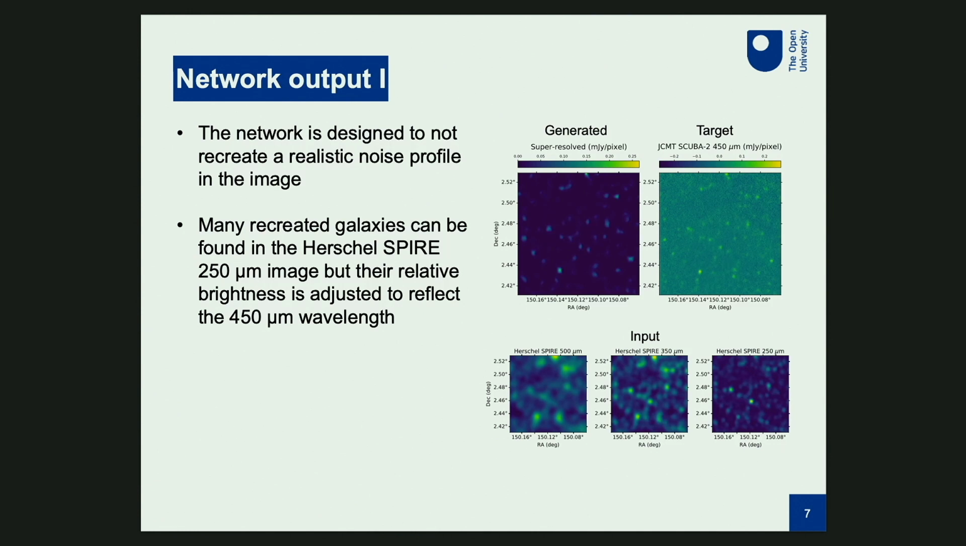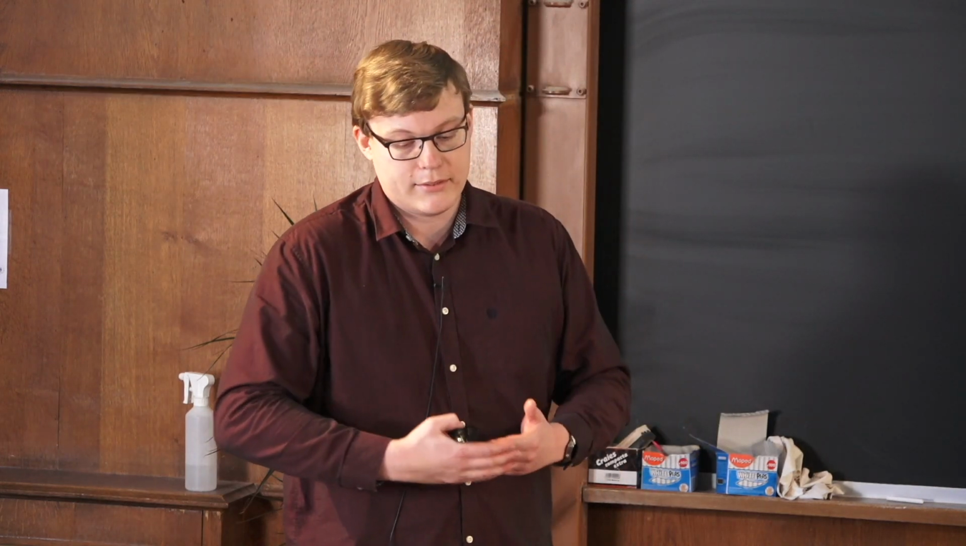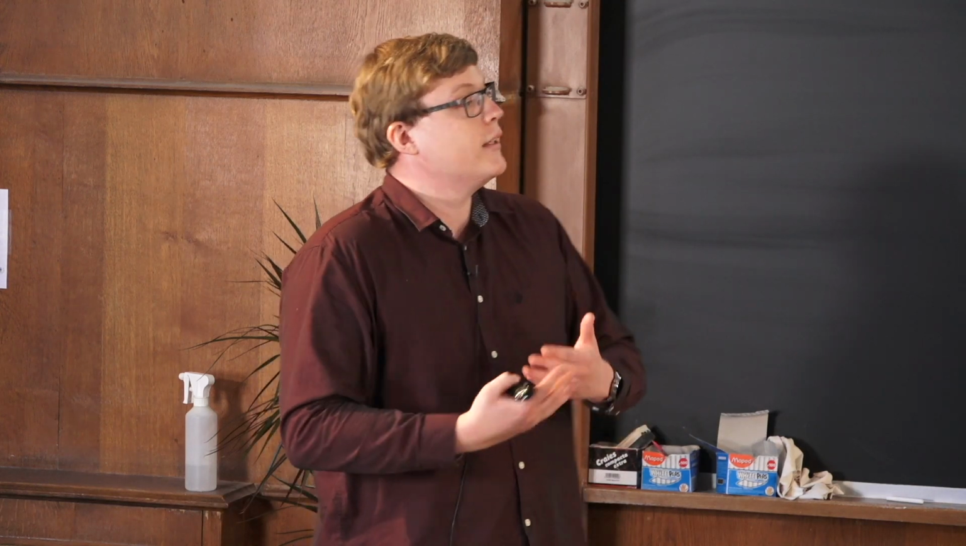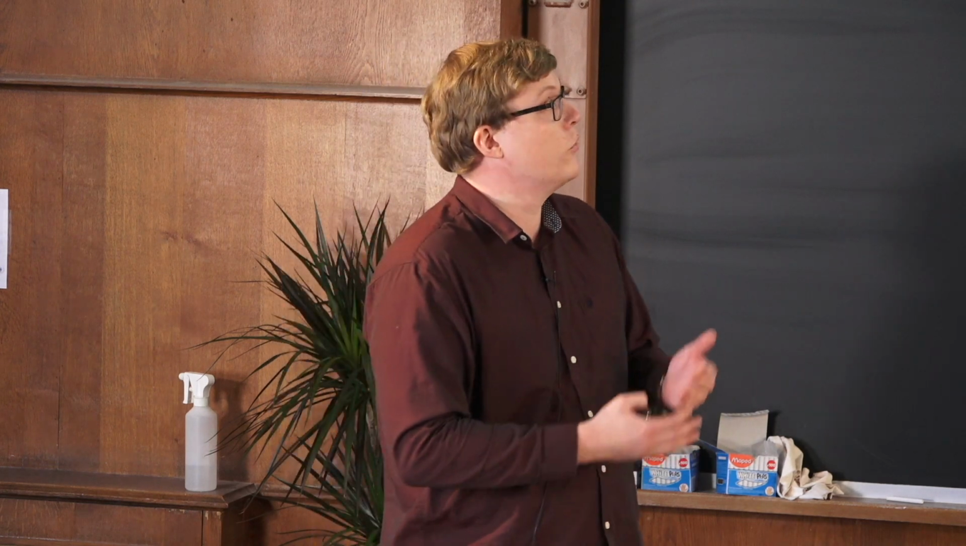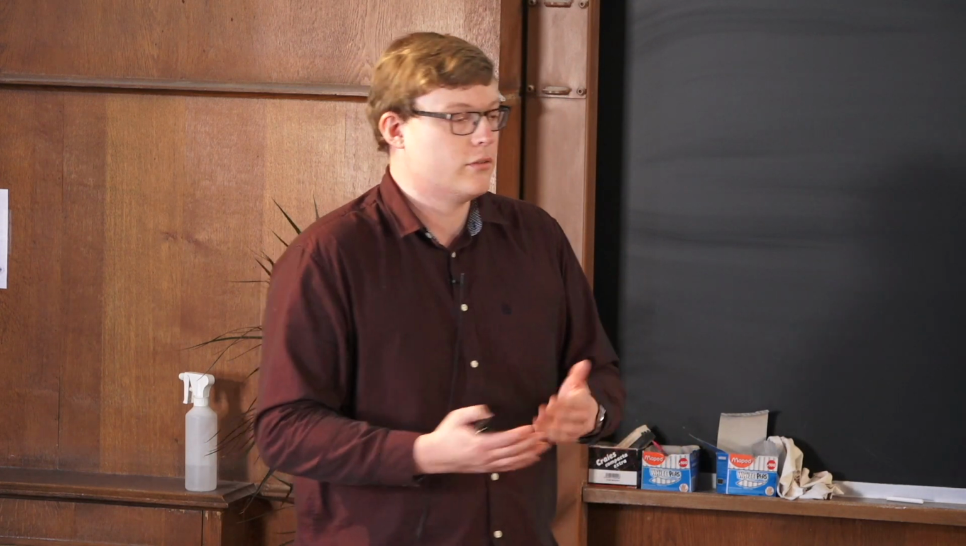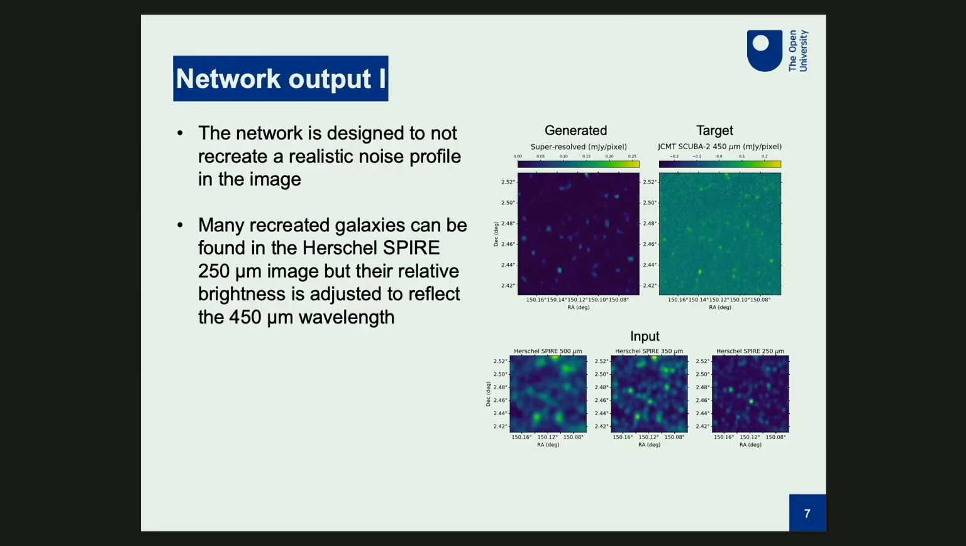As I said before, we use a sigmoid activation layer in the final layer of our network. What that does is prevent the network from predicting any negative values. As the JCMT data's noise fluctuates around 0, we effectively can't recreate the noise, and that's because we're not really interested in noise. We're interested in source positions and source fluxes, not all the rest of the image.